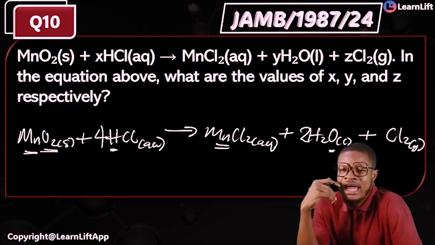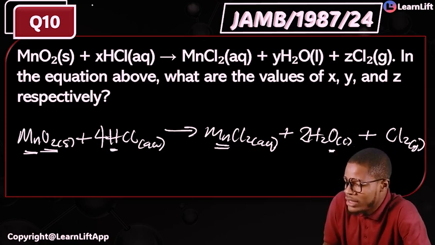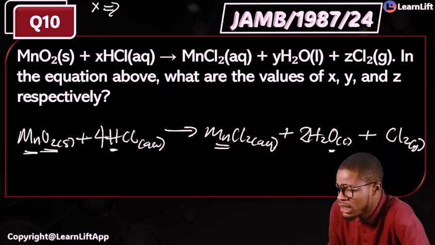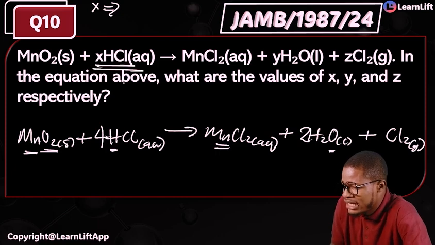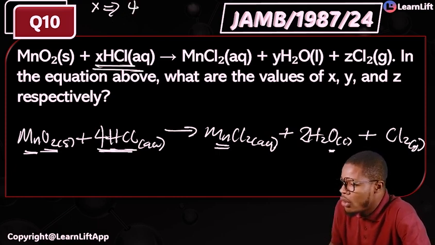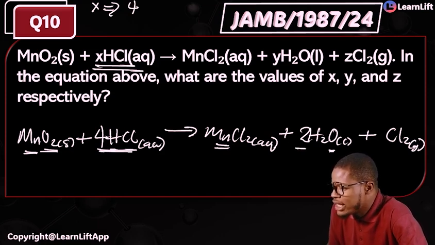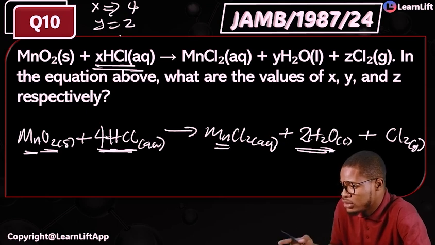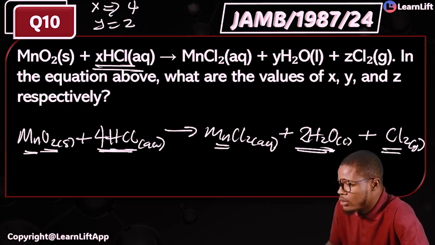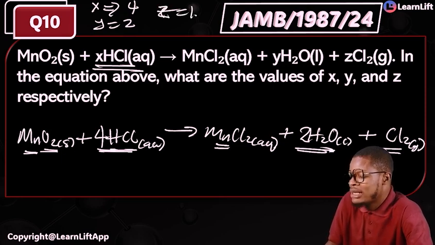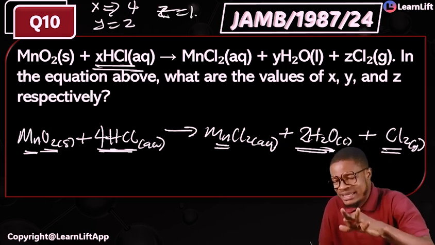They say find the value of x, y, and z. Okay, where is the value of x there? X is on the HCl side. That's 4. Your y is on H2O. Your y is equal to 2, right? You see that this question is similar to the last one we just solved. How many chlorine? 1. Chlorine, that's your Z. Z is equal to 1. That means 421 is the correct answer.